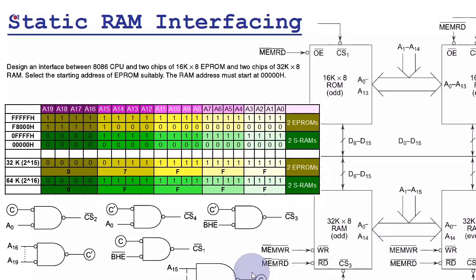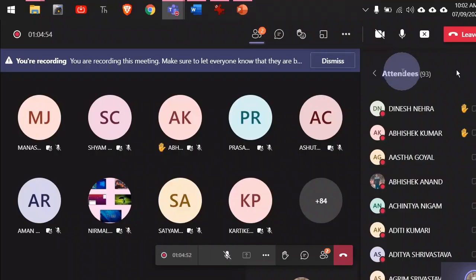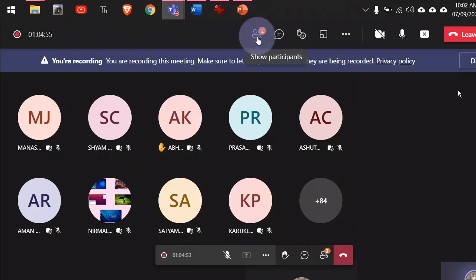So is any point remaining here? Does it need more explanation? Anyone with any doubts?